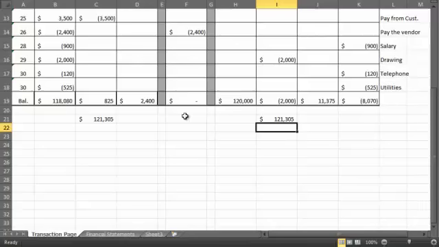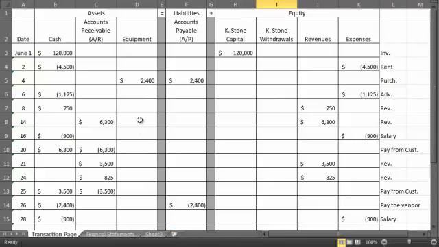It does not mean that we couldn't have made a mistake somewhere. It just means that our assets still equal liabilities plus owner's equity. But at least at this point, we know we probably haven't made any large mistakes at the time. In the second part of this problem, we will use this particular part here to complete the financial statements.